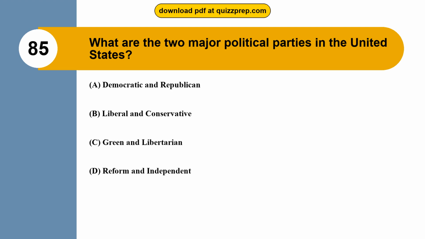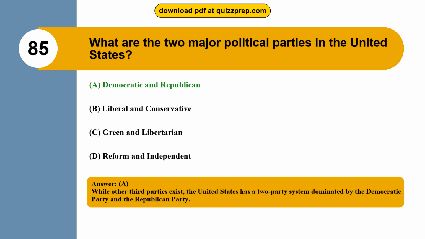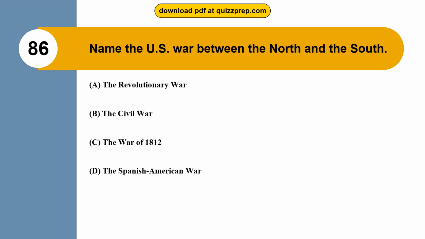Question 85. What are the two major political parties in the United States? Option A, Democratic and Republican. Option B, Liberal and Conservative. Option C, Green and Libertarian. Option D, Reform and Independent. The correct answer is option A, Democratic and Republican. While other third parties exist, the United States has a two-party system dominated by the Democratic Party and the Republican Party.